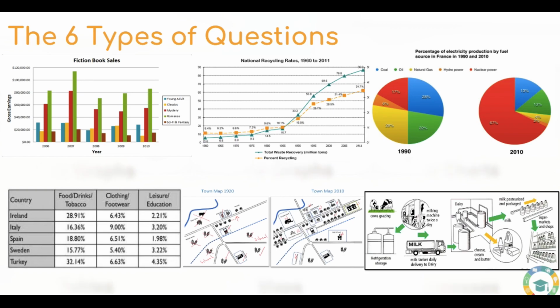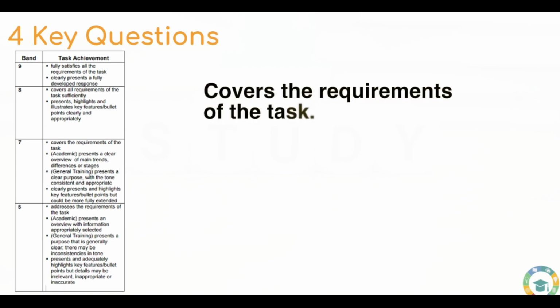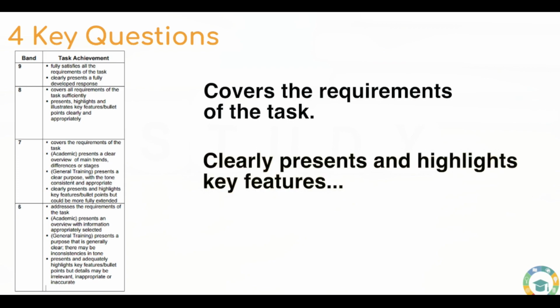To reach a Band 7 score in IELTS Writing Task 1, you must ensure that you cover the requirements of the task, and that is to summarize, report and describe the data and information that you are given. You also need to clearly present and highlight key features. By asking yourself these 4 key questions coming up, you ensure that you mark off these 2 requirements and you can score higher marks.